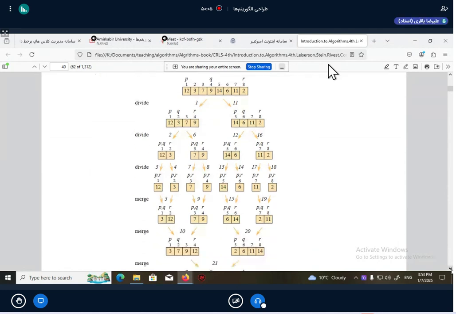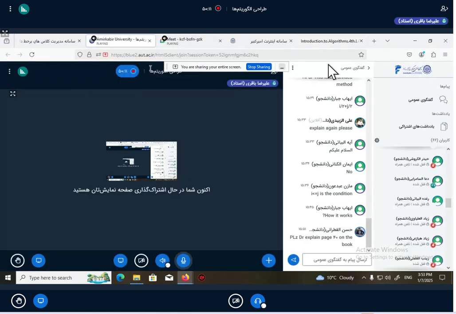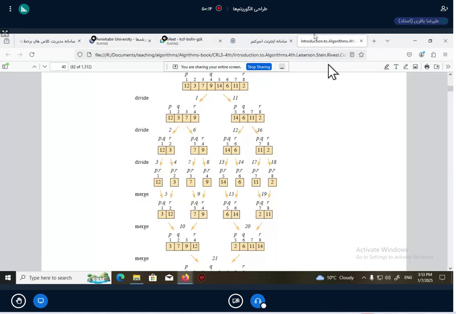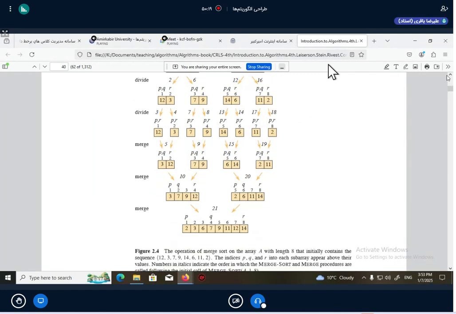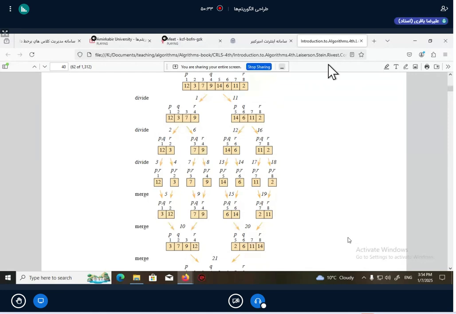Okay. Now, you ask me to explain this page. I will explain this page in the following because it's about merge sort, which I am going to talk about in the following. Okay, so please. Okay, I can explain the second example on this one.